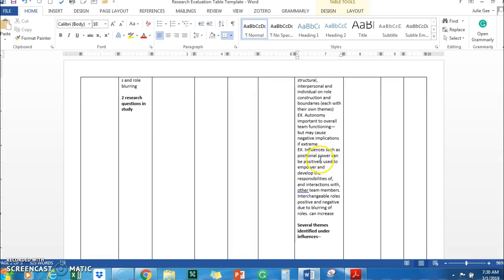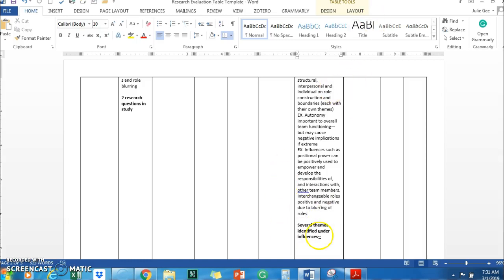They talked about influences such as positional power. That can be positively used and negatively, but positively to empower people to develop their responsibilities, their interactions, and their own autonomy too. Interchangeable roles, that was a positive thing, but it also had some negative influences just because of blurring.